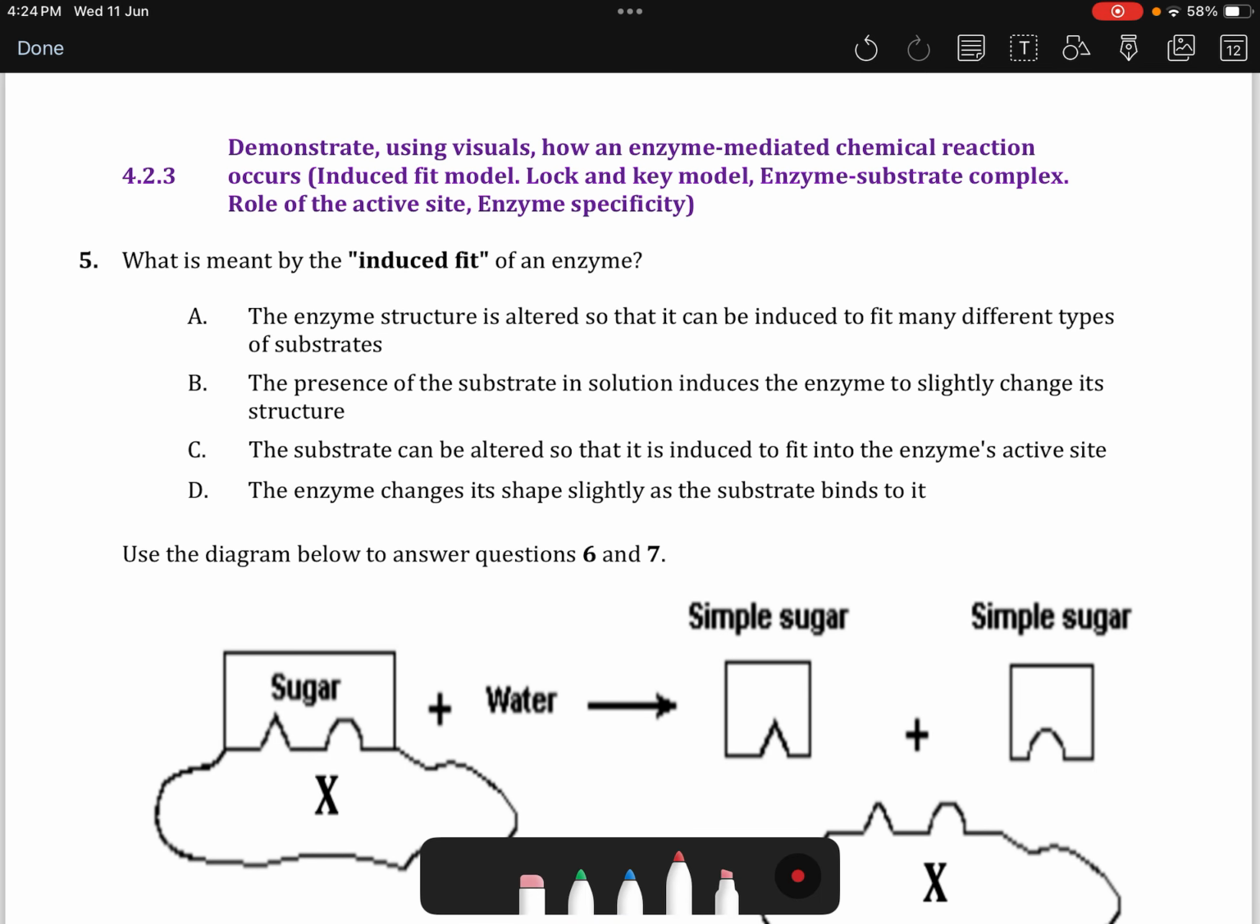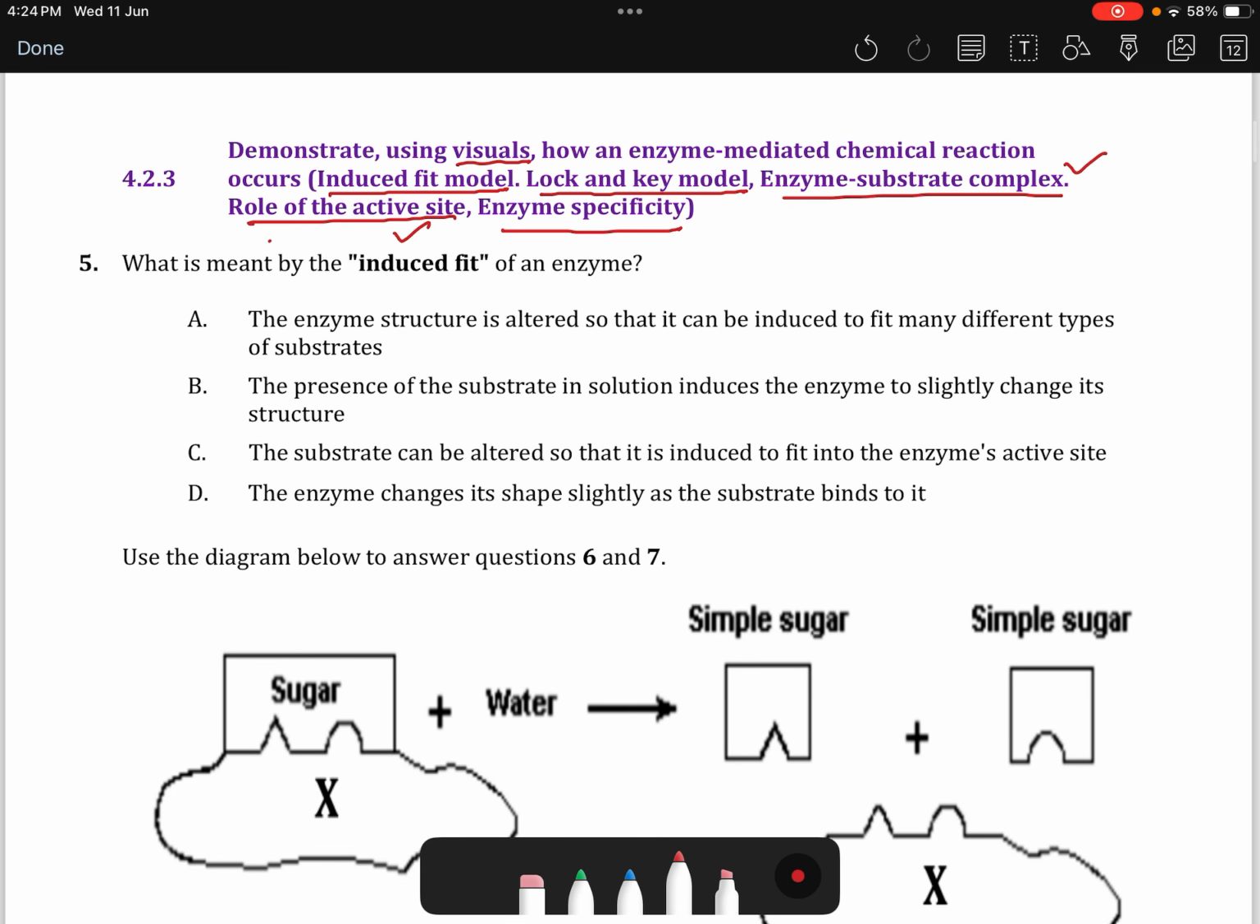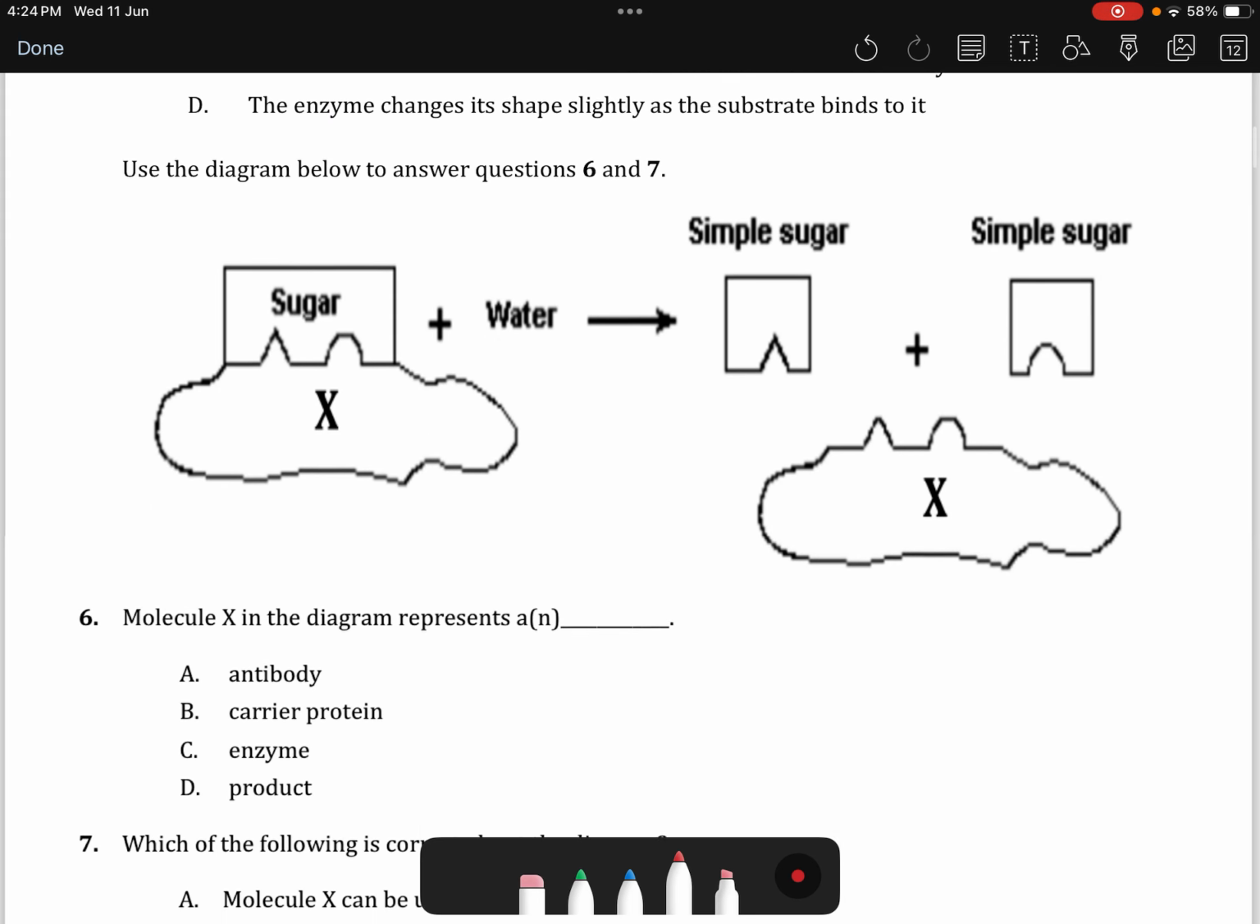Demonstrate using visuals. Here we have some visuals showing how an enzyme mediated chemical reaction occurs. You should know what an induced fit model is and what a lock and key model is, enzyme substrate complex, role of the active site, and enzyme specificity. We have already discussed the enzyme substrate complex and the active site. We have discussed specificity, like every enzyme binds to a specific substrate. And what does the lock and key model mean?